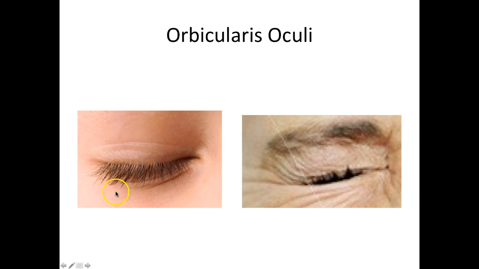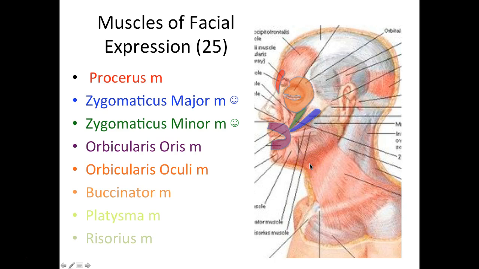We use the orbital part just to close our eyes like this, like when we're blinking. But if we really need to shut our eyes tight, then we are also using the palpebral part, which means eyelid. Next we have the buccinator, and this is the buccinator here.